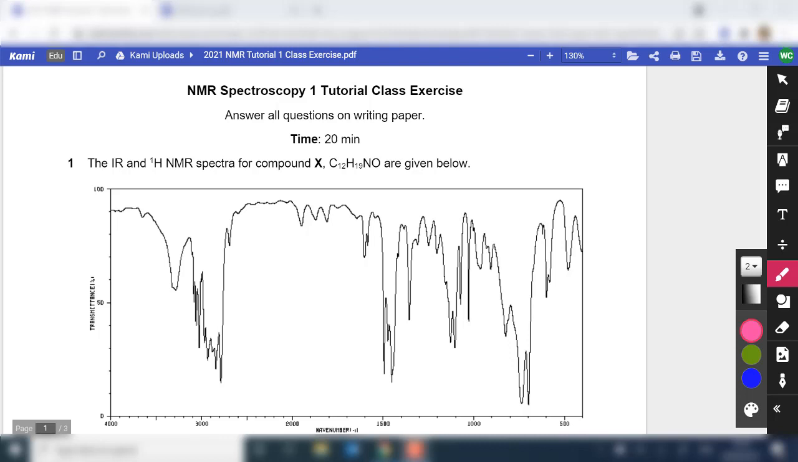of this compound X. We are given this particular formula, C12H19NO. If you do a quick calculation on the degree of unsaturation, even if you don't remember the formula per se, it's quite easy to derive. Number one, we look at the maximum number of hydrogens that a 12-carbon compound can have. That's 2n plus 2, so that will be 26. Then we subtract the number of hydrogens this compound has, which is 19. And then we need to add one more.